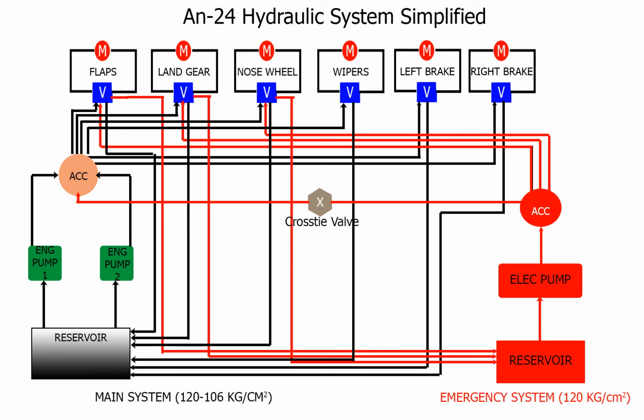Another difference from the main bus is that the emergency bus can only extend the flaps and the landing gear. It cannot retract them. Furthermore, the flaps will extend 4 times slower than they do with the main hydraulic bus. In cases of an emergency, the landing gear can also be lowered simply by its own weight. Let's get back in the cockpit and take a look at some of the instruments having to do with the An-24's hydraulic system.